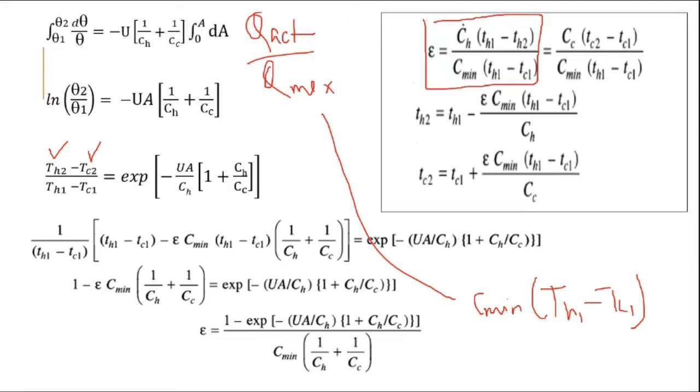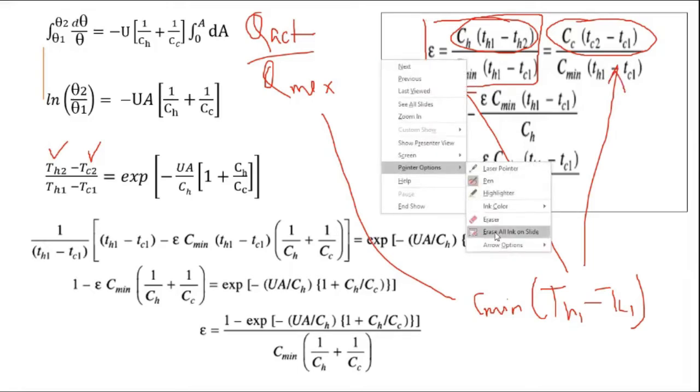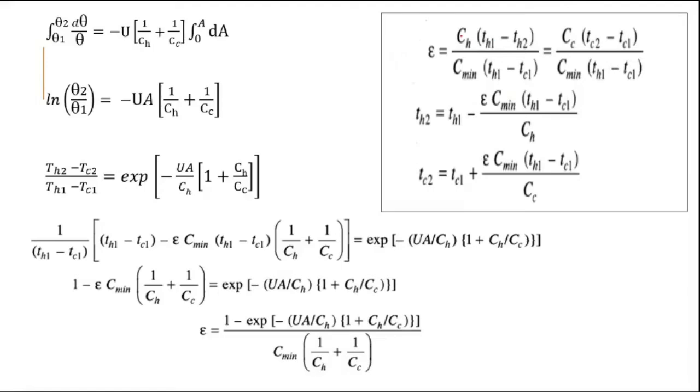I'm using two formulae of Q actual. The first formula is CH (TH1 minus TH2). The second formula is CC (TC2 minus TC1). The denominator is the Q max value, and this Q max value remains the same: C min (TH1 minus TC1). Here also it is C min (TH1 minus TC1). So I have written two different formulae for effectiveness, the first one in terms of the hot fluid, the second one in terms of the cold fluid. If you see the first relation, we are getting the TH2 value. In the second relation, we are getting the TC2 value.